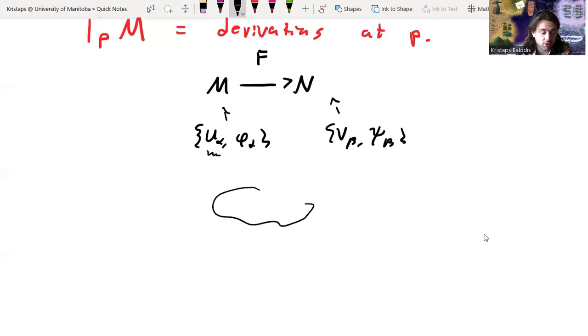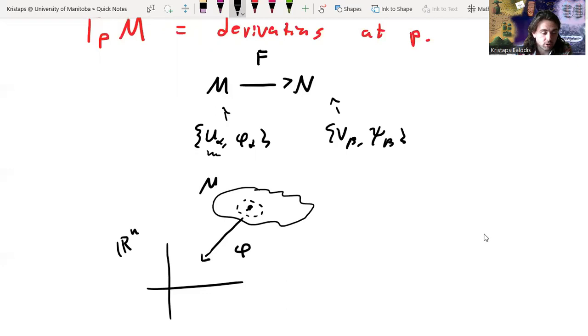So we have our manifold M, and we have this function. So here's M, there's some sort of open set around it where phi sub alpha maps into R^n. Of course, if we have phi sub alpha inverse, that will go from R^n into here.